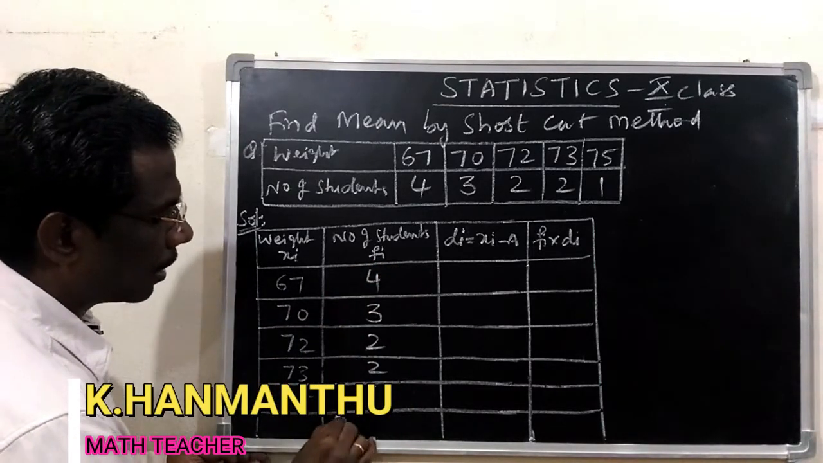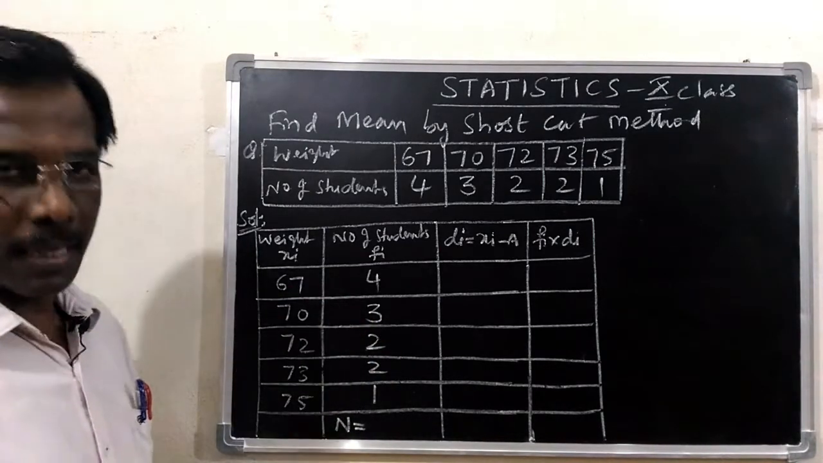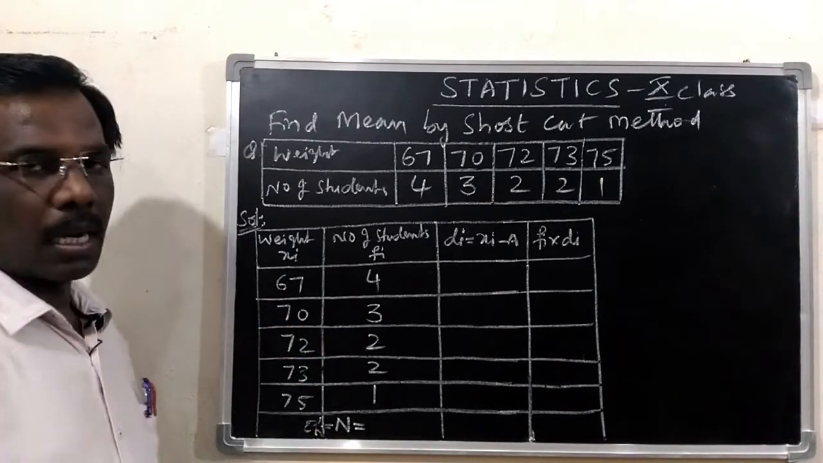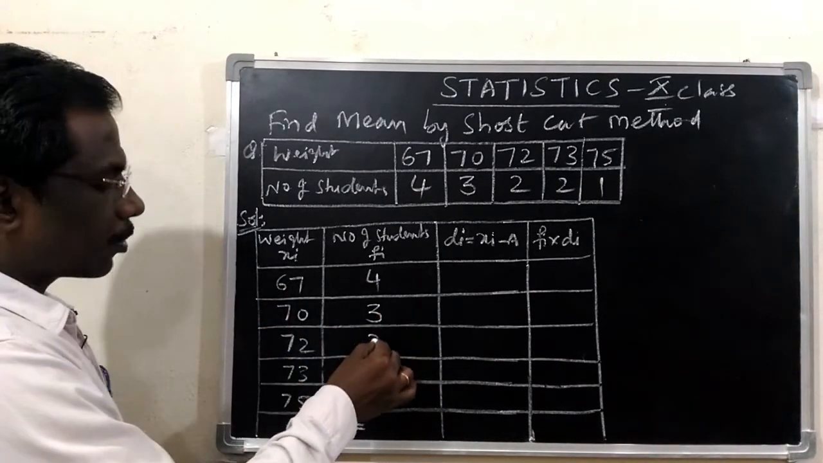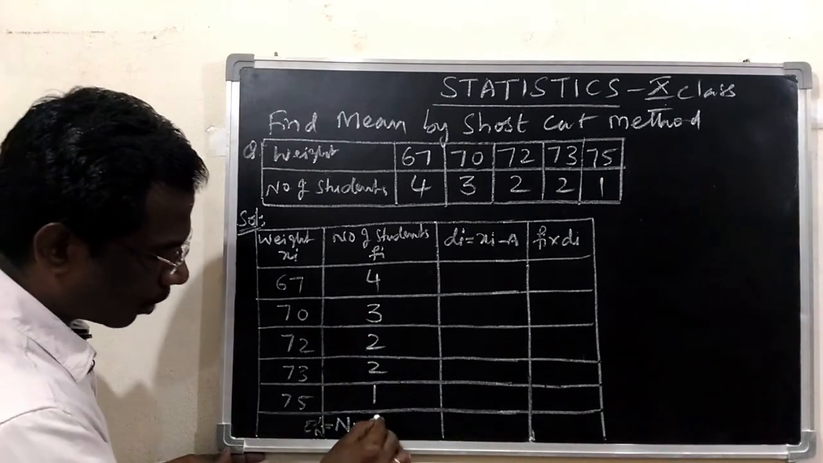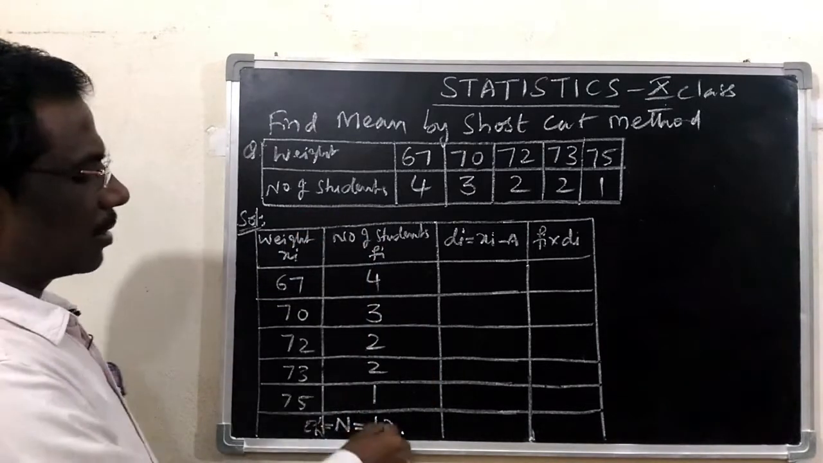The sum of frequency here we take as n, or we can take it as sigma fi also. 4 plus 3 is 7, 7 plus 2 is 9, 9 plus 2 is 11, 11 plus 1 is 12. Sum of frequency is what? 12.